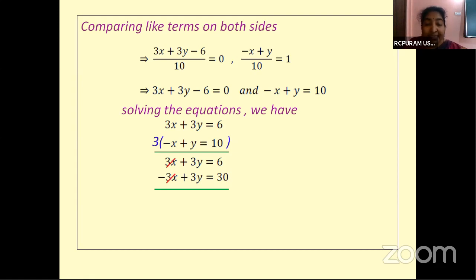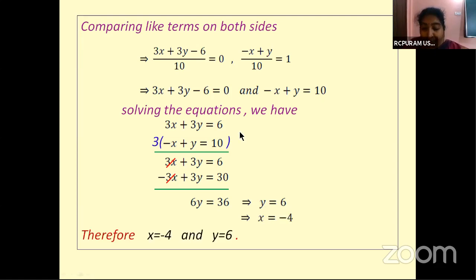3x and minus 3x, they get cancelled. Then you will have it as 6y is equal to 36. When 6y is equal to 36, it means that y is equal to 6. When you put y is equal to 6 in one of the equations, if I put y equal to 6 here, what happens? Minus x will be equal to 4. Then x will be equal to minus 4, right? Therefore, x is taking the value as minus 4 and y is taking the value as 6.